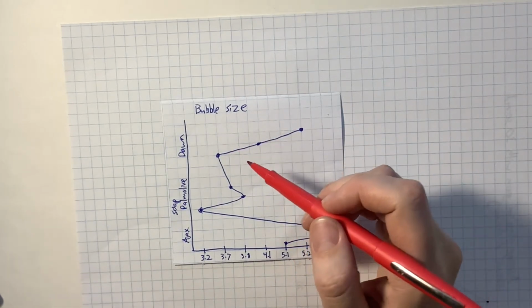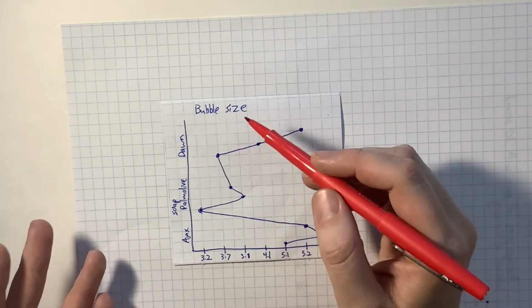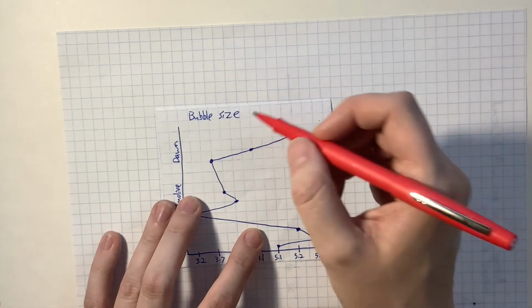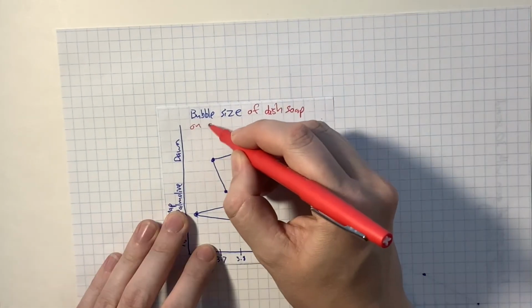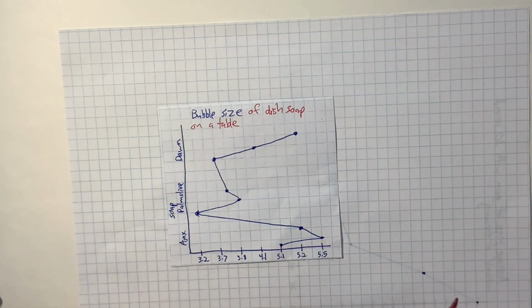Well, let's start with one of the more subtle things. Bubble size. That doesn't tell me much about the experiment. I need to look at the title and know what happened. So maybe bubble size of dish soap on a table. In this experiment, I usually have them put a little bit of dish soap on the table, take a straw, and blow a bubble and see how big the bubble can get. Then I have them measure the diameter.